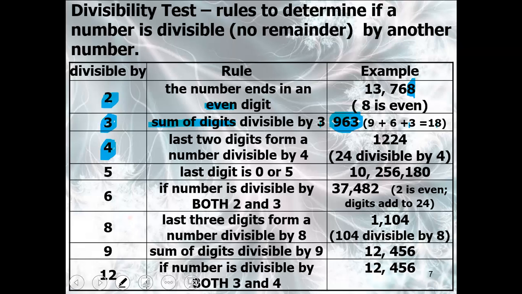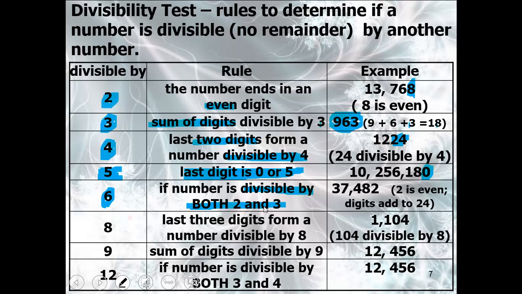A number is divisible by 4 if the last 2 digits form a number that's divisible by 4. So here, 24 is divisible by 4, so 1,224 is divisible by 4. We've learned this one lots of times. The number is divisible by 5 if the last digit is 0 or 5. This last digit is 0, so this number is divisible by 5. A number is divisible by 6 if it is divisible by both 2 and 3. So we have to check both divisibility rules.